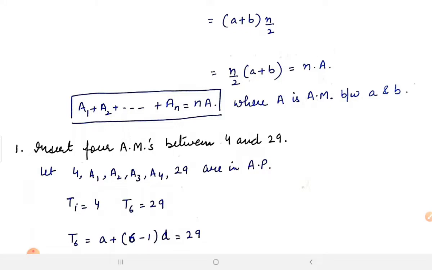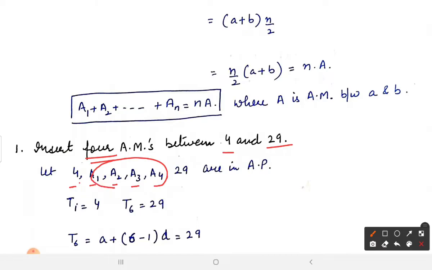Next, questions based on the above explanation. Insert 4 arithmetic means between the two numbers 4 and 29. Instead of A and B, A is given to be 4 and B is given to be 29, and we have to insert 4 arithmetic means. So let us take 4 as the first term. A1, A2, A3 and A4 are the 4 arithmetic means which we have inserted between 4 and 29. So they are all in arithmetic progression. How many terms are there now? They are 6 terms. First term is 4 and sixth term is 29. So let us now find the common difference.